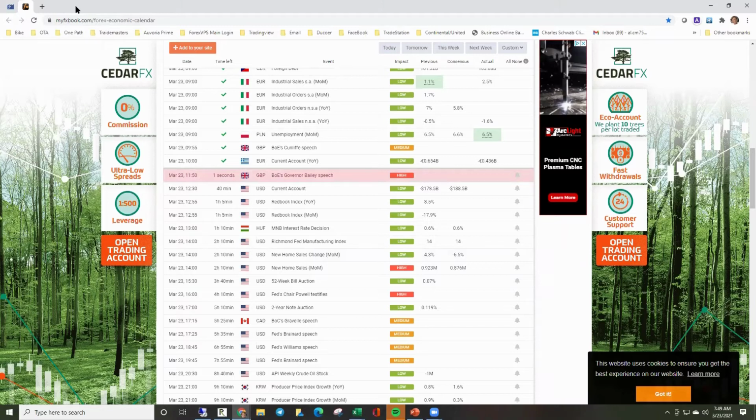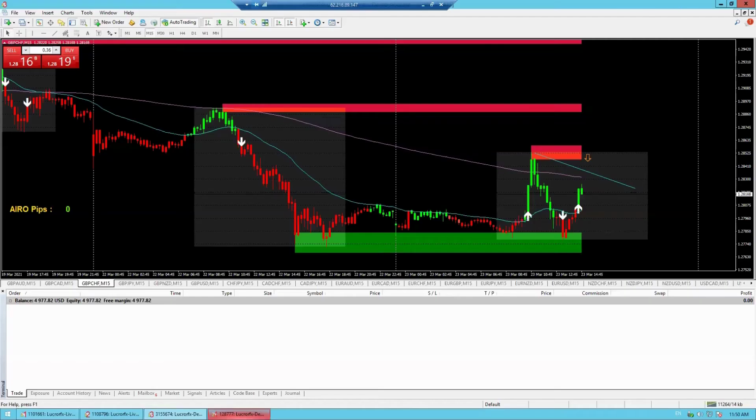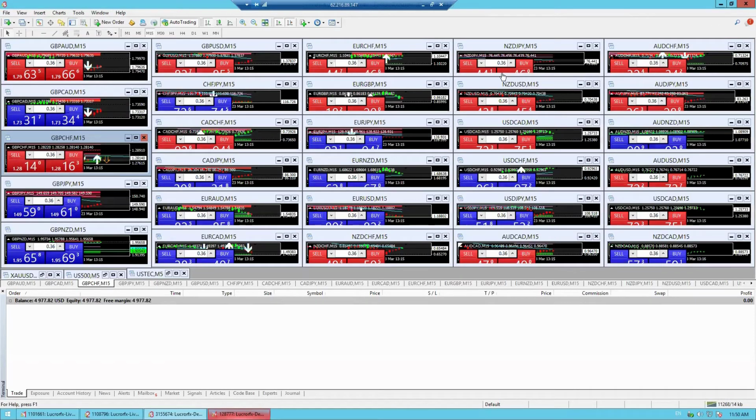Let's see where else we're at here. Let's take a look at, how about a yen pair? Yen seems to be the strongest currency right now. So let's take a look at a yen New Zealand.